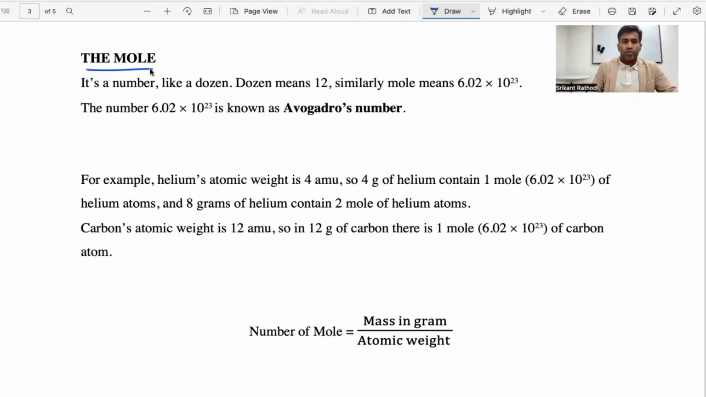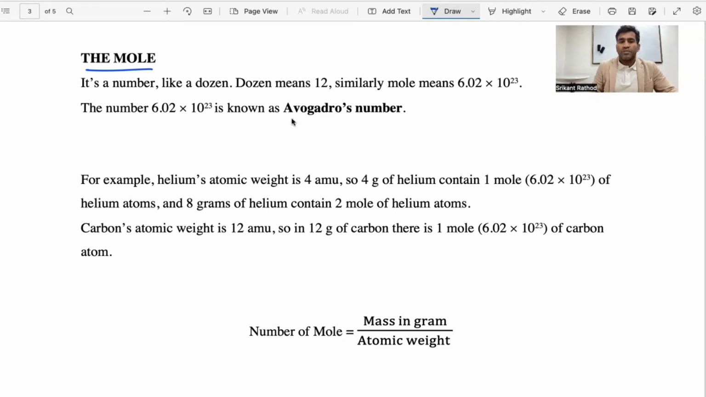Let's start with the mole. Mole is an important factor which we use while doing calculations in chemistry. Whenever we are dealing with stoichiometry, everything we have to represent in terms of moles, whether it is a molecule, a substance, or anything else. But what actually is a mole? When we say mole, it's just a number, like a dozen. A dozen is 12 in count. Similarly, a mole means 6.02 times 10 to the power 23. This number is also called Avogadro's number.